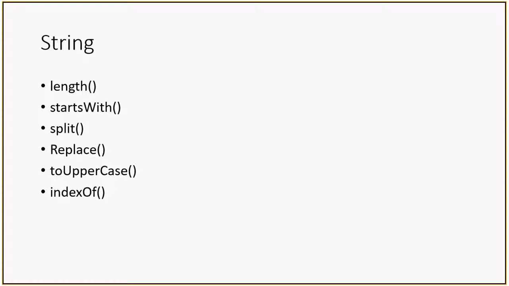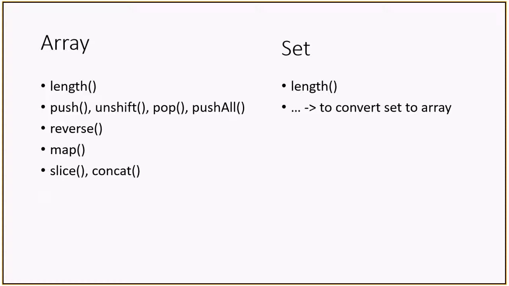Then the array data type. Array is the second most important one I've used. Stop me if you don't clearly understand any API. You have length and push. Push always pushes to the end. If you want to push to the front, then you use unshift. Then pop always takes the last value from the list. And pushAll is used when you want to push everything into your array at the end.